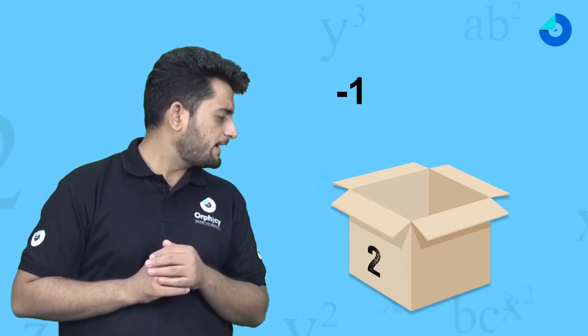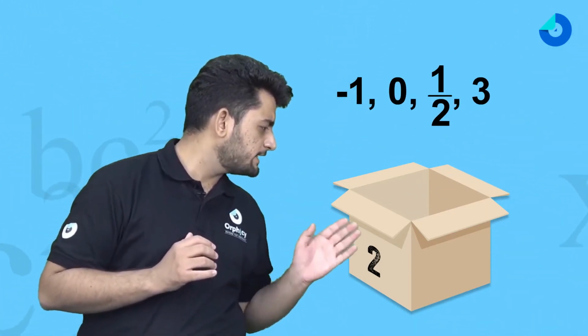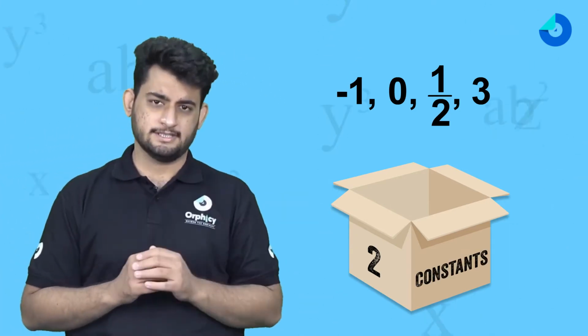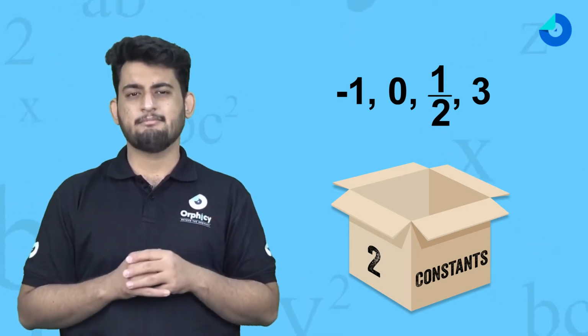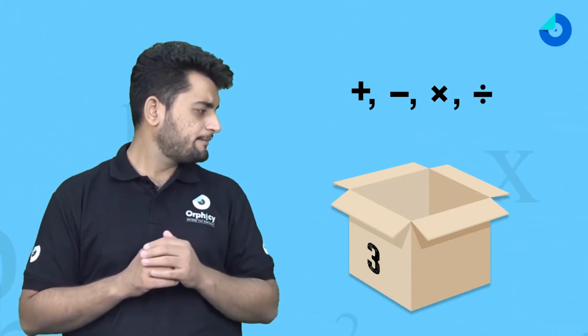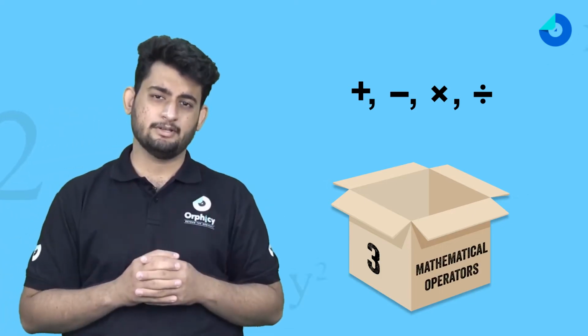Let's look inside the second box. In the second box, I can see -1, 0, 1/2, +3, etc. So this is a box full of constants. Constants are basically numbers. Let's look inside the third box. Here I can see plus, minus, multiply, divide, etc. So this is a box of mathematical operators.